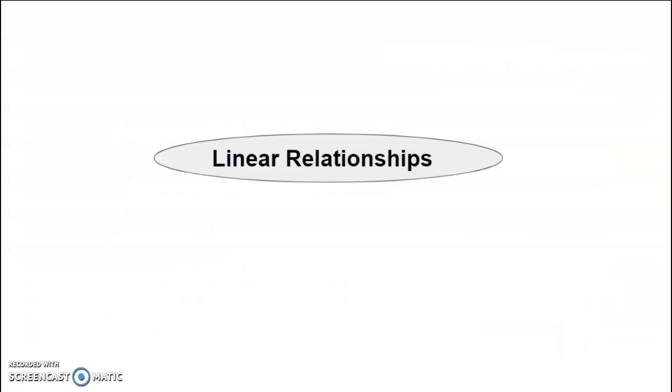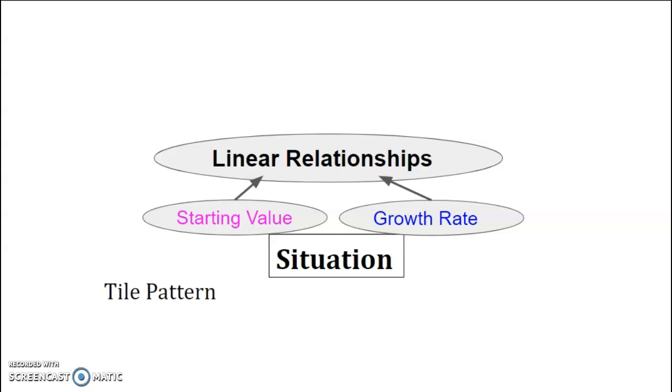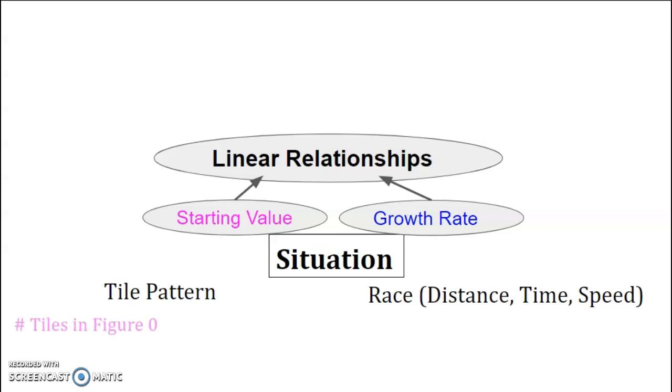Okay, now let's recap linear relationships. A linear relationship, if you recall, always has a starting value and a growth rate. It would show up in situations like, for example, a tile pattern or a race. In the tile pattern, the starting value will be the number of tiles in figure 0. What about the growth rate in a tile pattern? Growth rate is how much it grows per figure. So how much is it growing in each figure? How many tiles are being added?